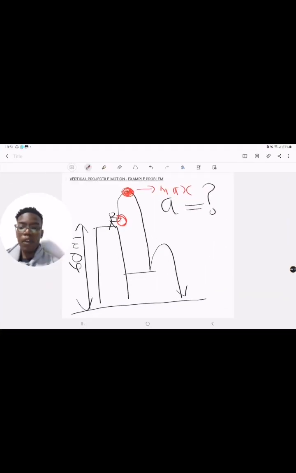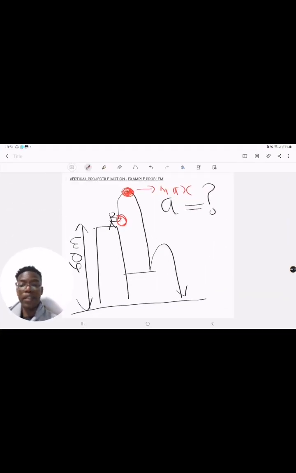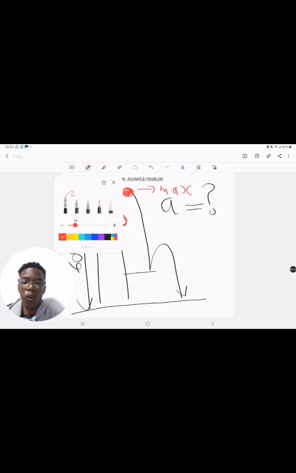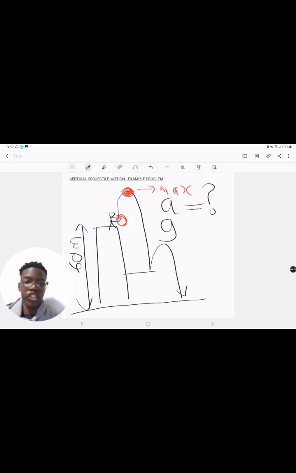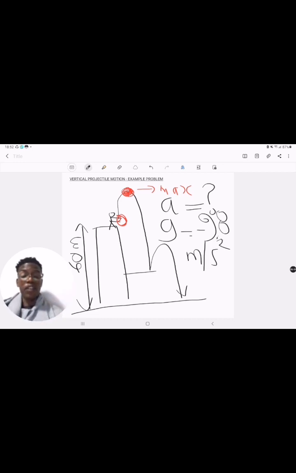Now, from my very first video, what do we know about acceleration? Well, we know that for vertical projectile motion, the projectile in motion is under the influence of gravity, right? In other words, it is accelerating at an acceleration equal to the gravitational acceleration. And what is the gravitational acceleration? Remember, in the first video I called it g, and it is minus 9.8 meters per second squared. That is the gravitational acceleration.